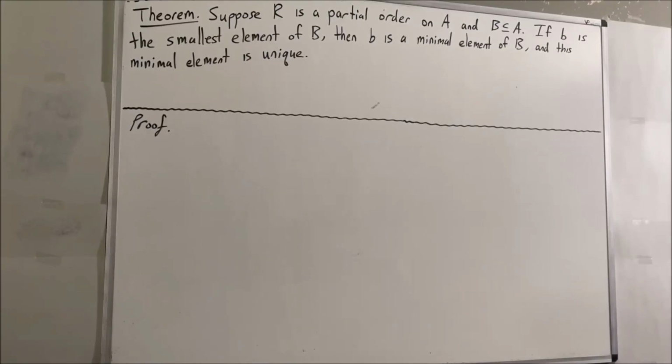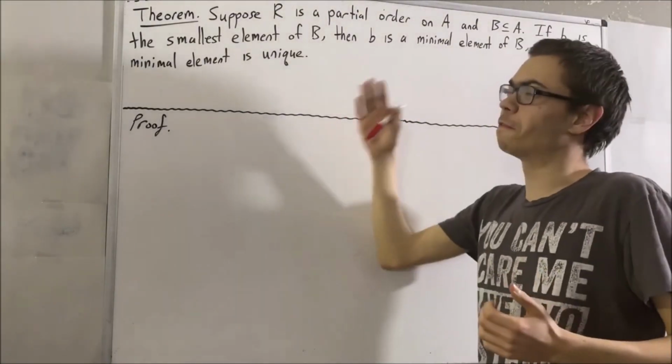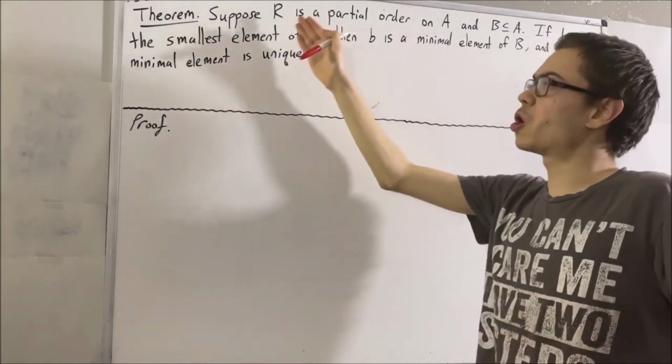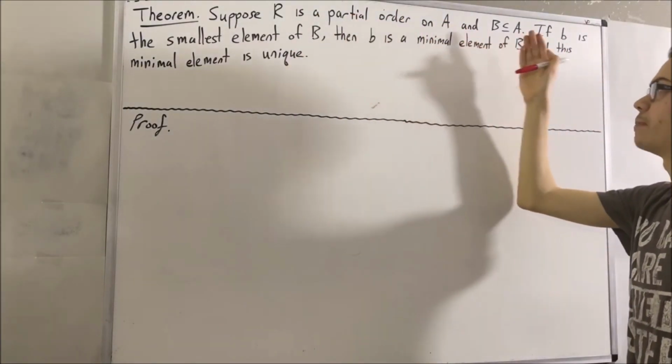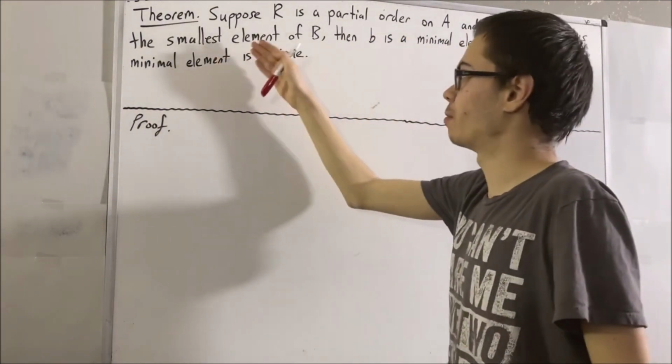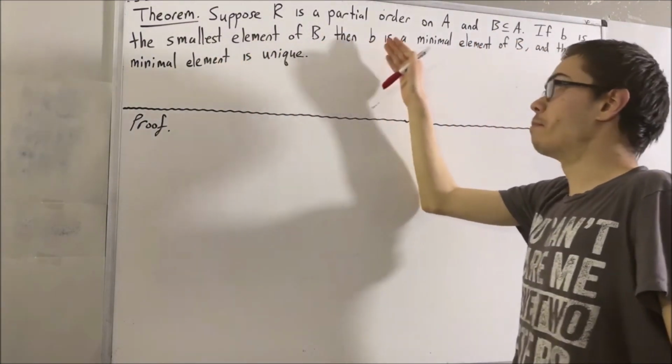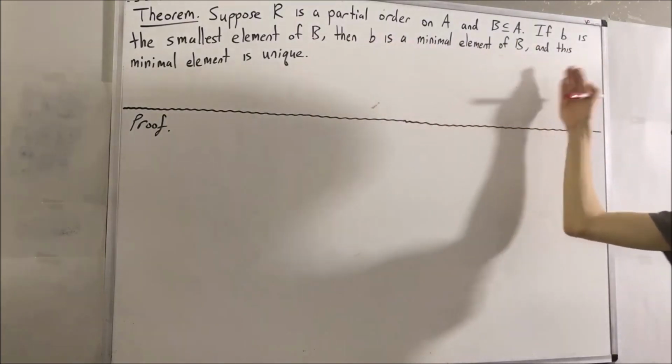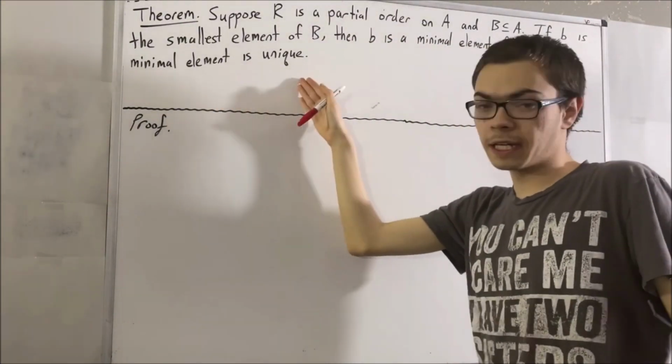Hello! In this video, we are going to prove the following theorem. Suppose R is a partial order on A and B is a subset of A. If b is the smallest element of B, then b is a minimal element of B. And this minimal element is unique.